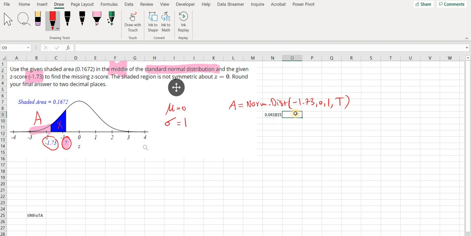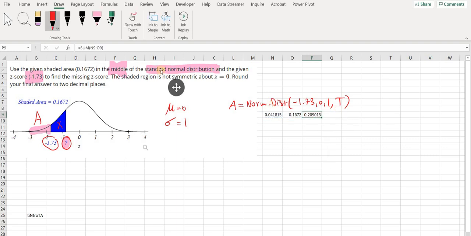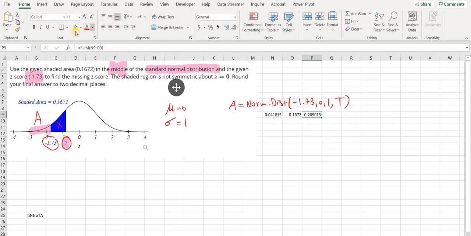So if I add the other area, which is the blue area, 0.1672, I'm going to get the entire area to the left of the missing z-score. So I will find the sum of both of these numbers. Okay, now this area right here is basically the area to the left of the missing z-score, and that is what I am going to use in order to figure out the missing z-score.